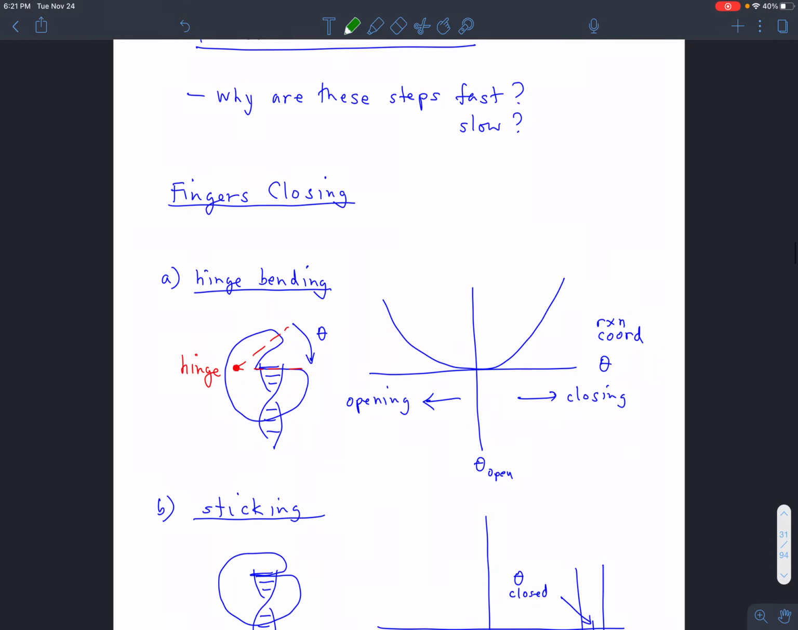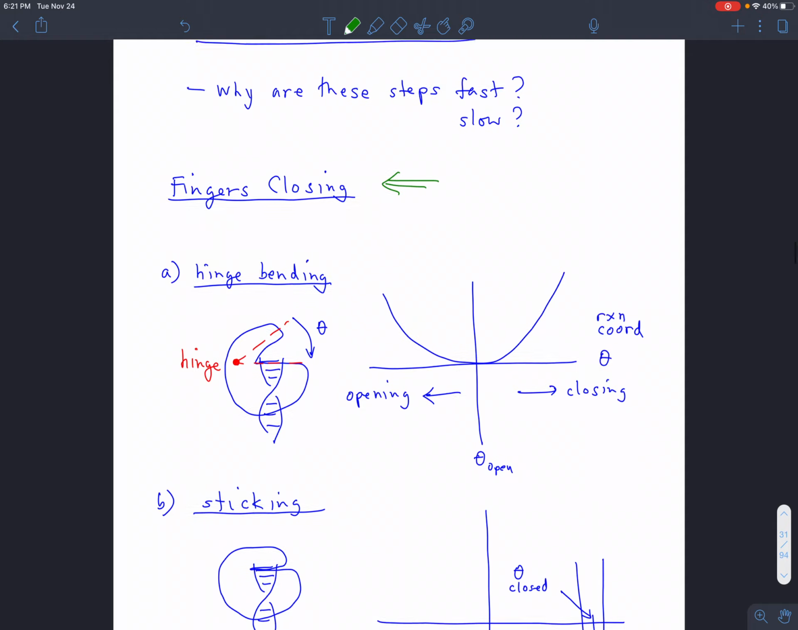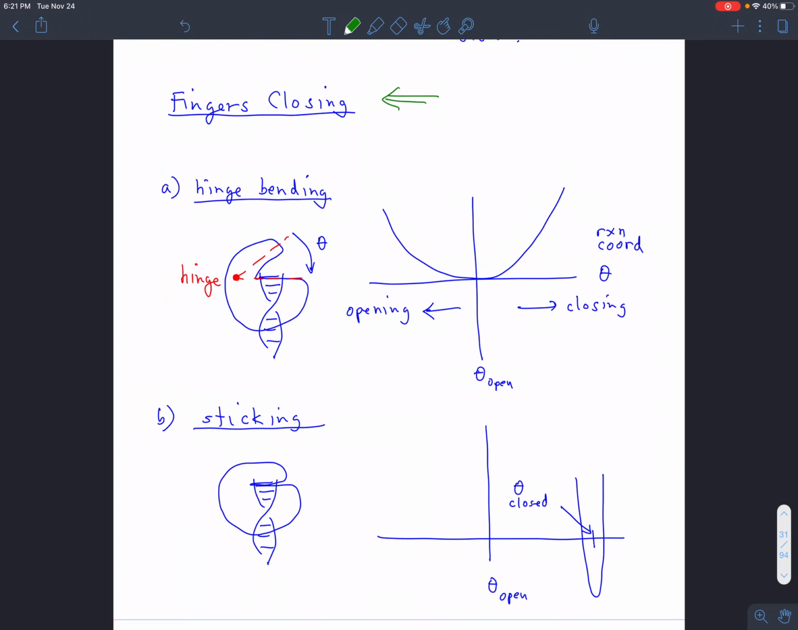be slow. So we're going to look at the fingers closing step. We could look at all the other steps too, but the fingers closing step is the most important one. It's also a little bit easier to understand than the others are. So for both reasons, we're going to look at it. All right. So what happens in the fingers closing step?